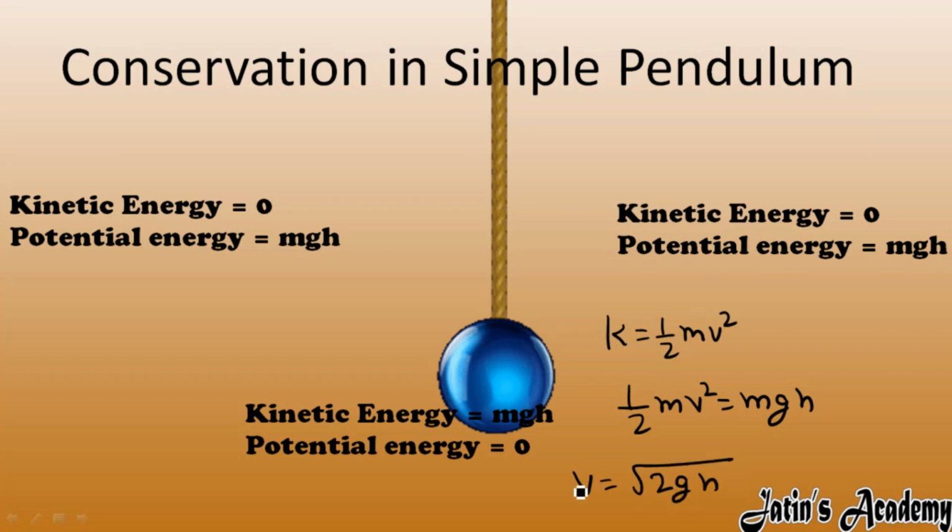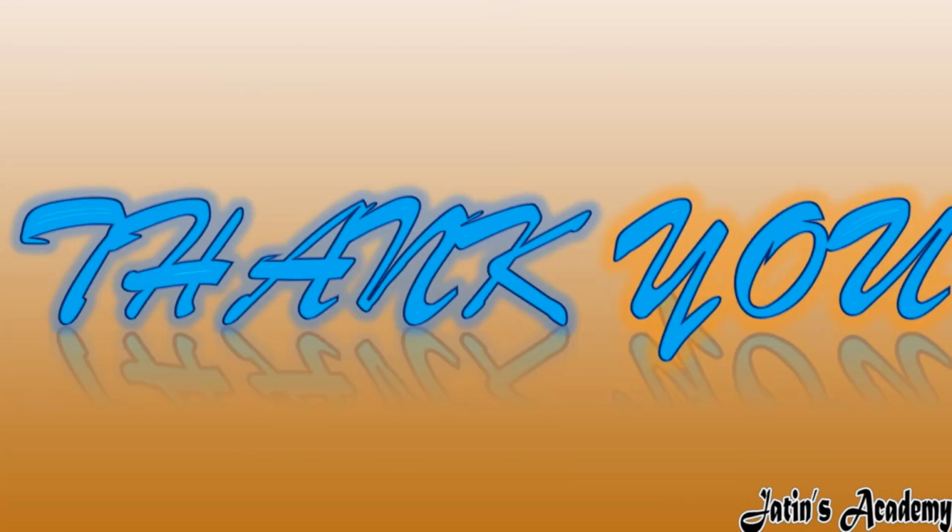So from this relation, if velocity is given, you can find the maximum height, or if height is given, you can calculate the velocity, because 2 and g are constant. So clear? From this part you can do any numerical based on this topic. Clear? With this, our second chapter, that is work, energy and power, is completed.